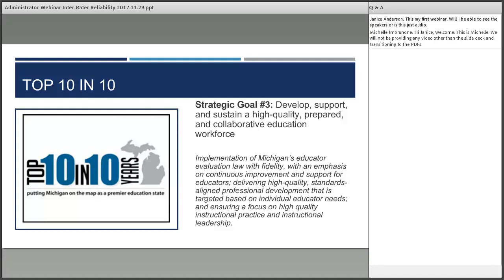Our webinar today is going to advocate and support your efforts to leverage your educator evaluation system to truly improve professional practices and student outcomes in authentic ways through best practices and evaluation.